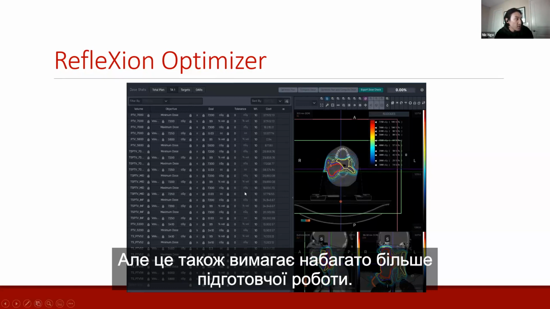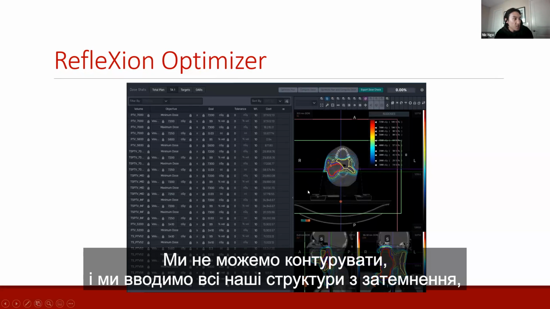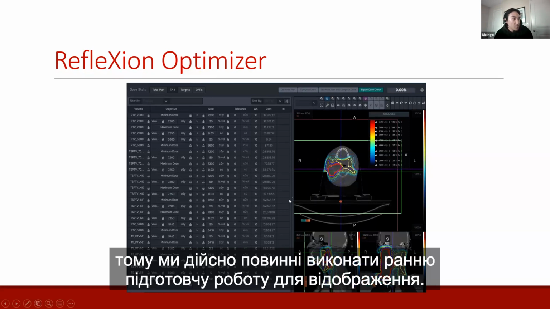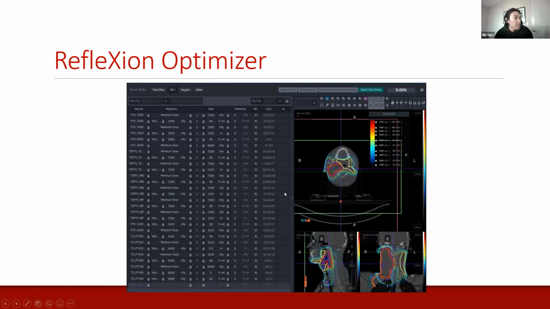But this is a lot more prep work as well. We can't contour, and we bring in all our structures in from Eclipse, so we really have to do early prep work for Reflection.